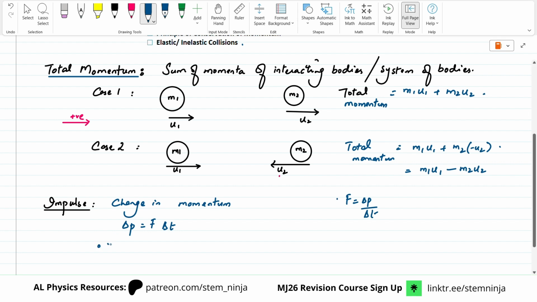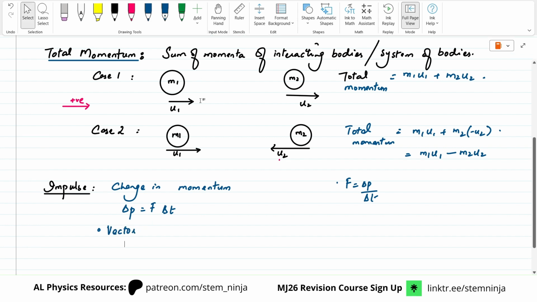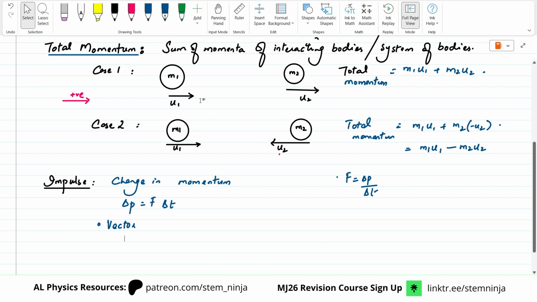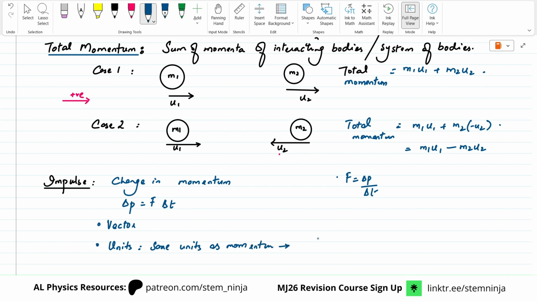So again, this would be a vector quantity also, because this is a change in momentum. If momentum is a vector quantity, change in momentum would be a vector quantity also, and it will have the same units as momentum. So this can either be kg meters per second, or as you can see over here, Newton second. So you can assign Newton second also. Either way, that's the same.